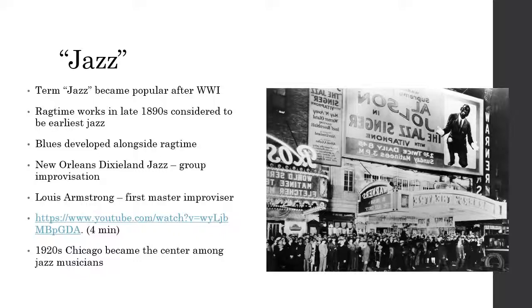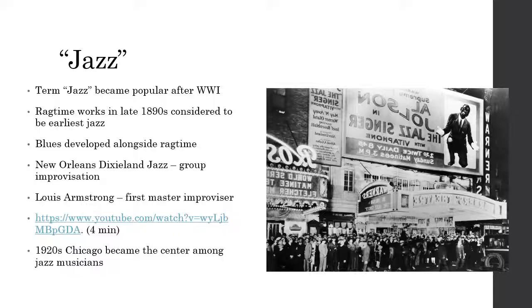So jazz starts out from ragtime. It eventually grows from ragtime into blues and eventually into jazz as we know it. Jazz generally is big band music, and oftentimes it's not music that's written down. It's kind of from the soul, spur of the moment.